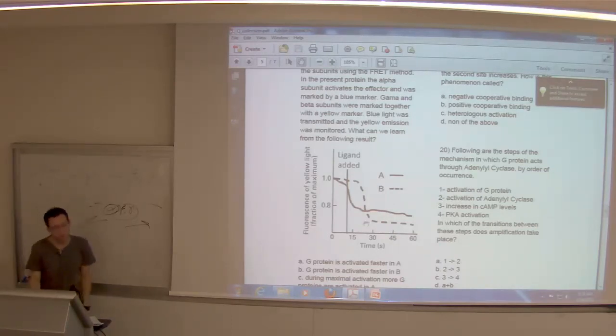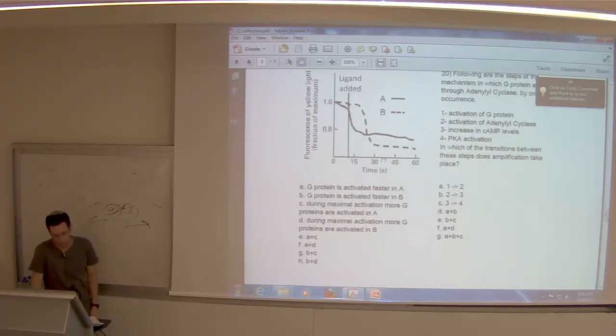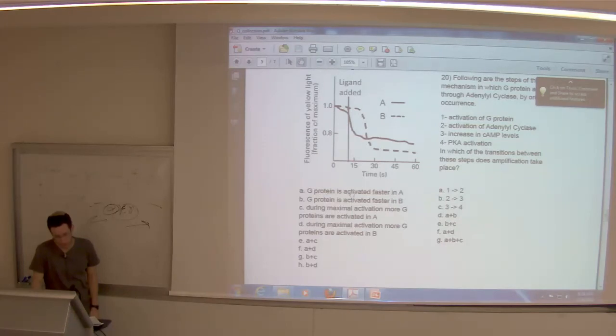And now we're looking at two graphs, A and B. And now for the questions. Okay, so G protein is activated faster in A. What do you think? How would you identify a faster activation in these graphs? This is before we've added the ligand that activates the cascade and causes dissociation and so on. And this is after. Earlier drop. What's that, Enrica?